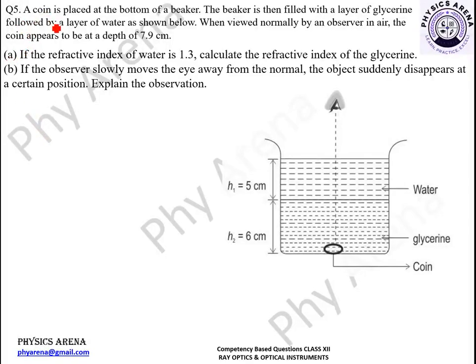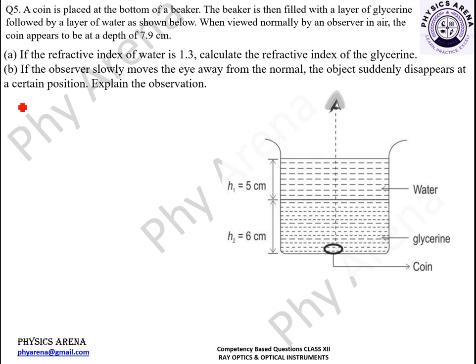Question 5. A coin is placed at the bottom of a beaker. The beaker is then filled with a layer of glycerine followed by a layer of water as shown in figure. When viewed normally by an observer in air, the coin appears to be at a depth of 7.9 centimeter. If the refractive index of water is 1.3, calculate the refractive index of glycerine.